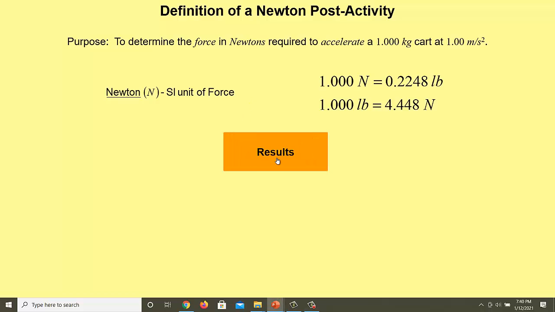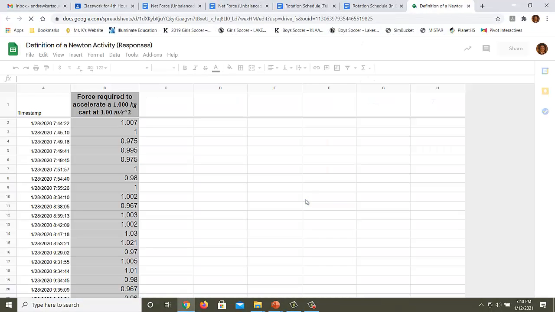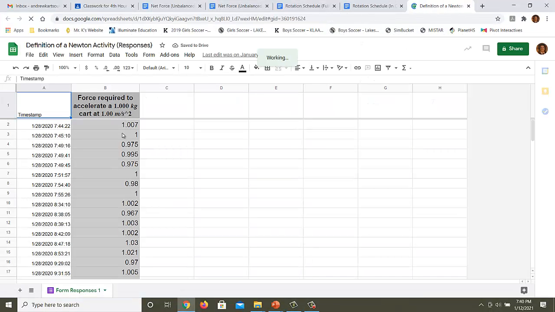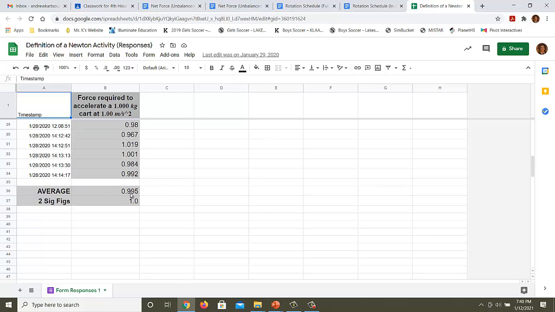And if we gather up everybody's results, we take a look at the Google form here. Here is the force everybody found. This was the force to make a 1 kilogram object accelerate at 1 meter per second squared. And as we look at them, you can see they're all pretty darn close to one another. Pretty close, pretty close, pretty close. And we get to an average of 0.995. And if we go to 2 sig figs, which seems reasonable, we get about a 1.0.